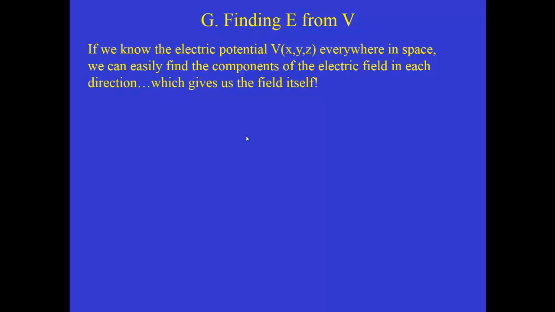Finally, if we have V, this is what I was starting to allude to a few minutes ago, if we already know what the electric potential is at a certain region of space, then we can find the components of the electric field by just doing some very simple calculations. And so that's kind of neat. Sometimes it's easier to first find the electrostatic potential and then from it calculate the electric field rather than calculating the electric field directly. So here's the logic behind that.